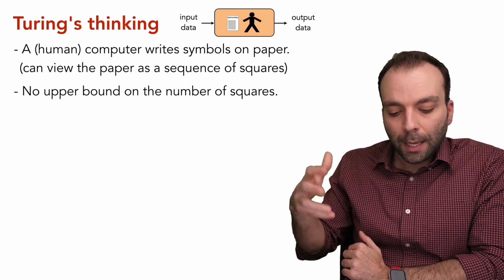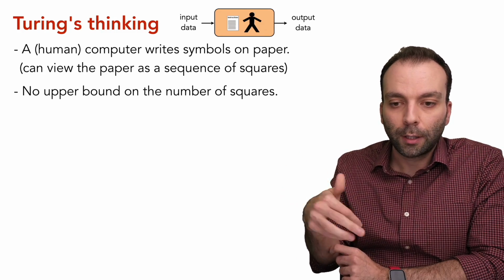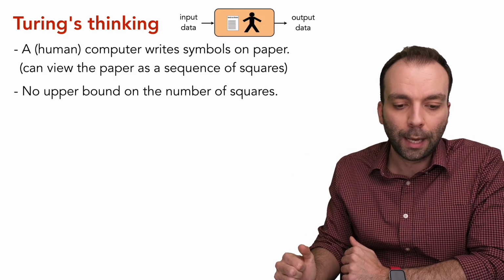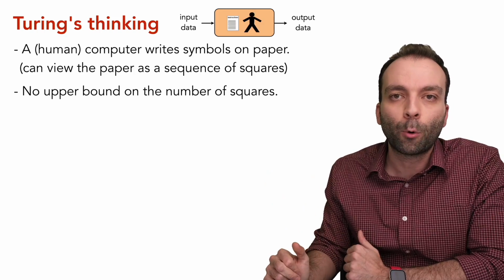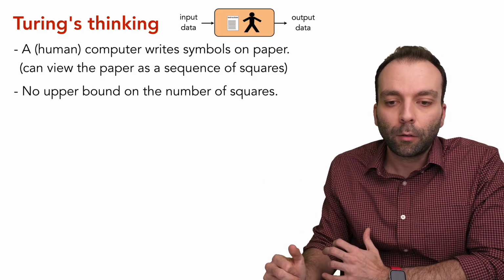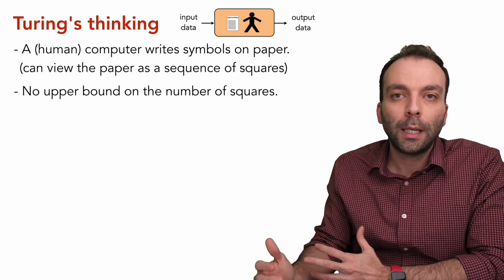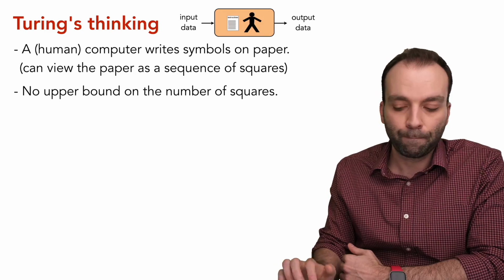He said there shouldn't be any upper bound on the number of squares you're allowed to use, or the number of papers you're allowed to use. And this is something we discussed in the last lecture. Look, if you need more paper, you can always grab more paper to work on. And of course, if I give you bigger and bigger inputs, you will probably need to use more paper, and that's fine.